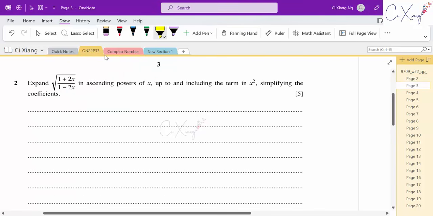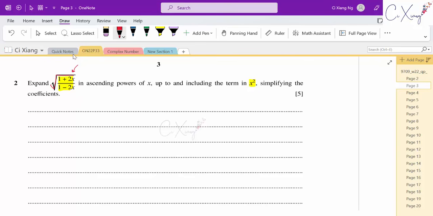Question number 2. They want us to expand this fraction with a square root outside, in ascending powers of x up to and including the term in x squared, simplifying the coefficients. For this question, when we want to expand in ascending powers of x, basically we have to apply the binomial series formula. For this one, we have the power half. So the square root here means we have power half for the whole fraction.